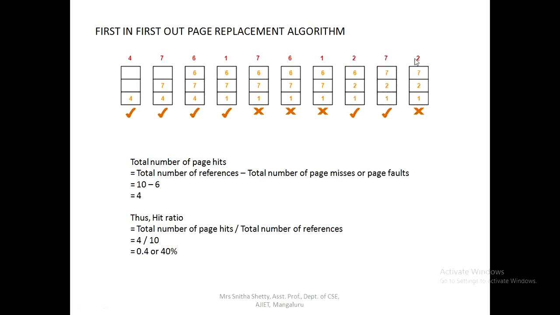Okay, last 2. Whether 2 is there, yes. So this is not a page miss, this is a page hit, that means 2 is present. Okay, so I'm putting a cross mark. So this is known as first in first out page replacement algorithm. So the concept is very simple.